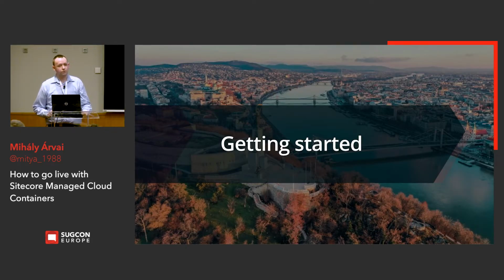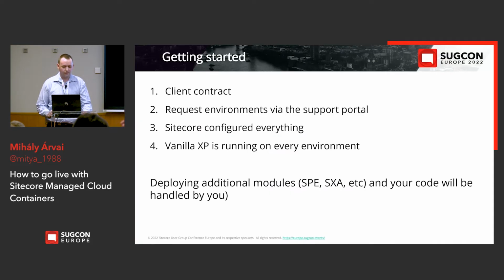So let's see what we had to do at the beginning of the project and what we received from Sitecore. First of all, the client made their contract about the Sitecore Managed Cloud subscription. After that, we could request the Managed Cloud environment via the support portal. I believe it took a couple of days, but after that, we received an MVI environment in Managed Cloud. Everything was configured, including the external services. So there was a clean, running vanilla Sitecore in place.